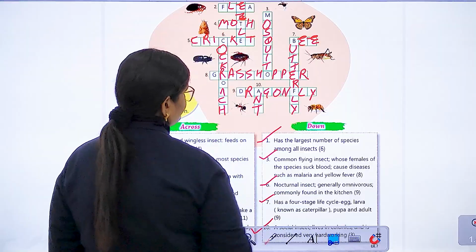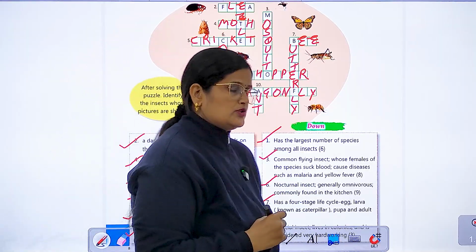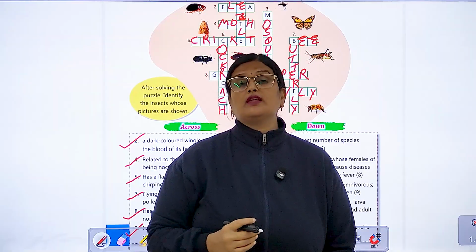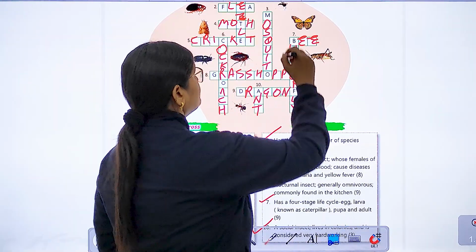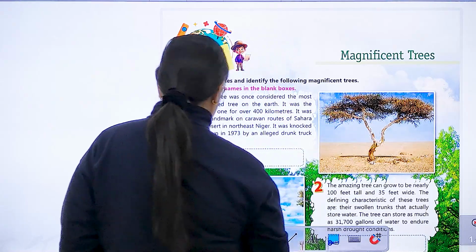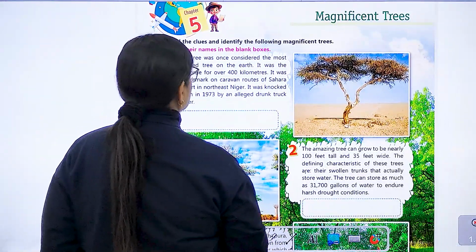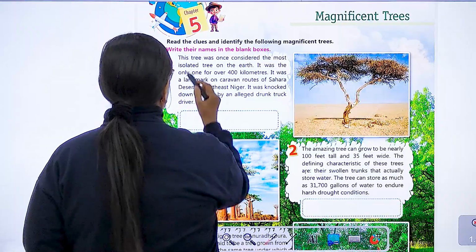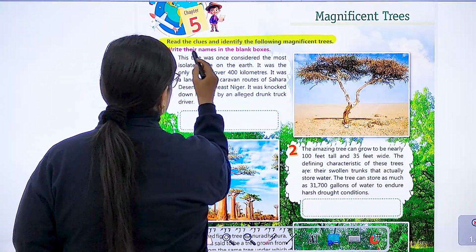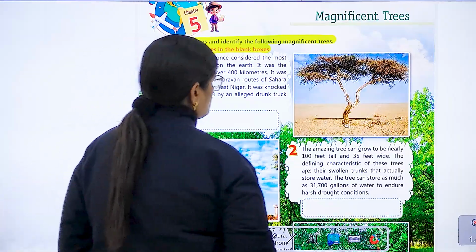Ant. Okay. So my dear students, this chapter is in here. Now let's begin the next chapter. Chapter number 5. Magnificent trees. Read the clues and identify the following magnificent trees. Write their names in the blank boxes.